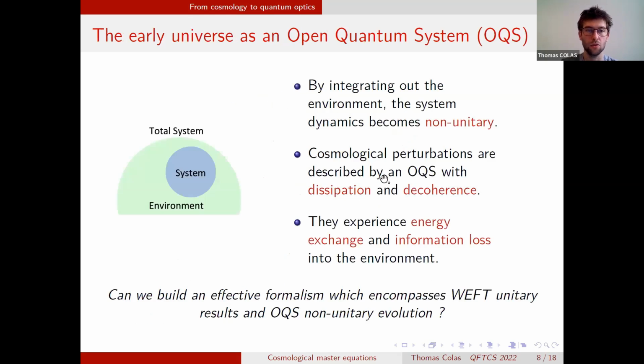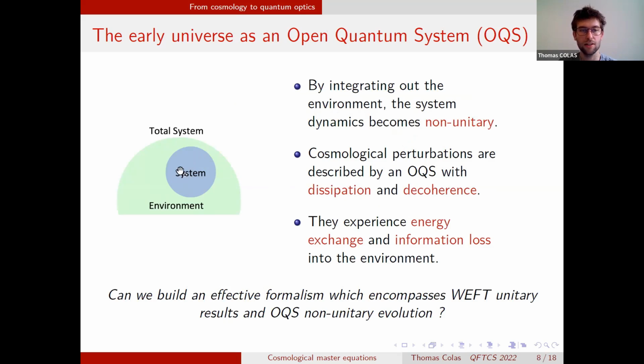It's the idea that the full metasystem can be divided in two parts. The system, which is made of the degrees of freedom that we can measure, and the environment that we can't directly access. Since we don't directly access the environment, we want to integrate it out. And when we do so, the reduced dynamics of the system only becomes non-unitary, which means that it experiences two effects that are called dissipation and decoherence.